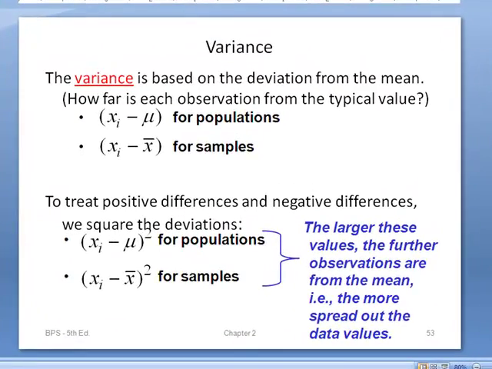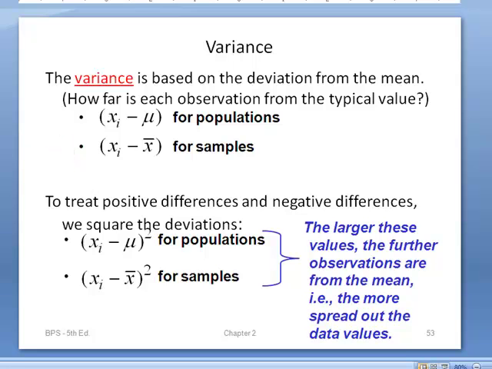So here is what we're talking about. Variance is based on the deviation from the mean. So each of our data values minus what the mean is, or what a typical value is. And of course we have different symbols for population and sample. Xi minus mu is just a single sample value minus the population mean. Whereas just below that you see Xi minus X bar, that's for samples.